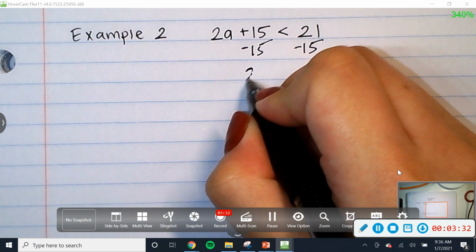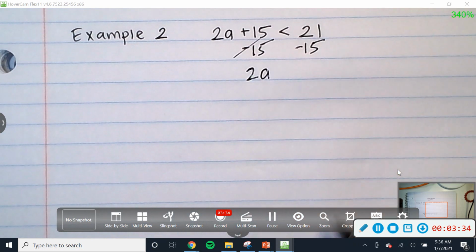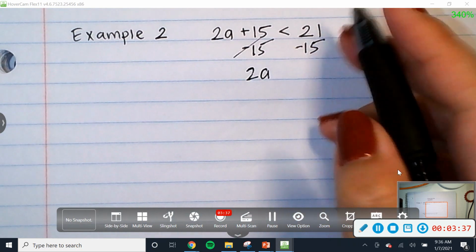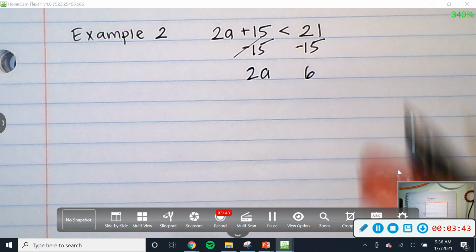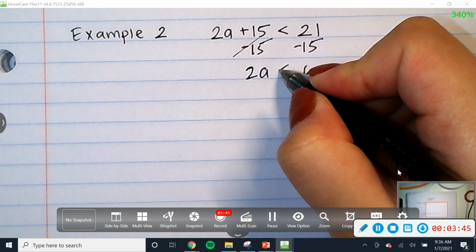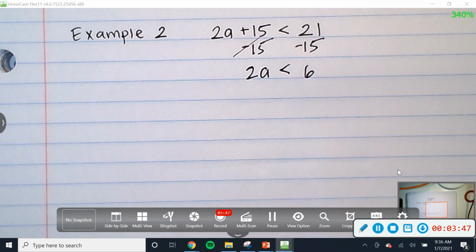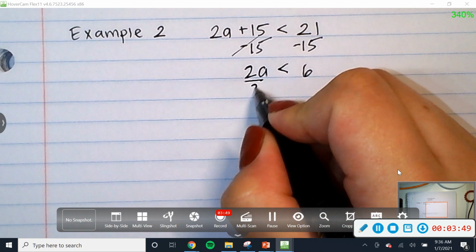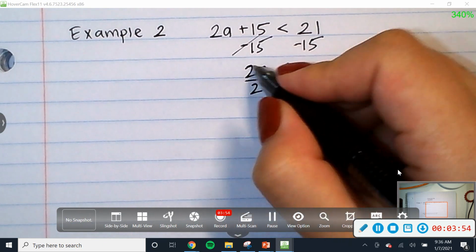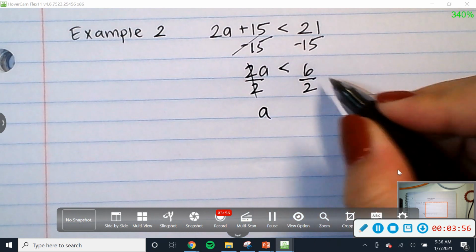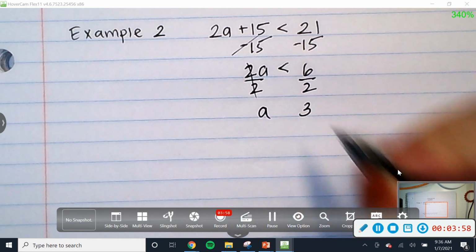Now we're left with 2a on this side. And 21 minus 15 is positive 6. Okay, remember, addition, subtraction doesn't change anything about the sign, so this is still going to be the same. And then we need to divide by 2 on both sides to get rid of this. Okay, divide by 2 on both sides, so we're just left with a by itself. 6 divided by 2 is 3.